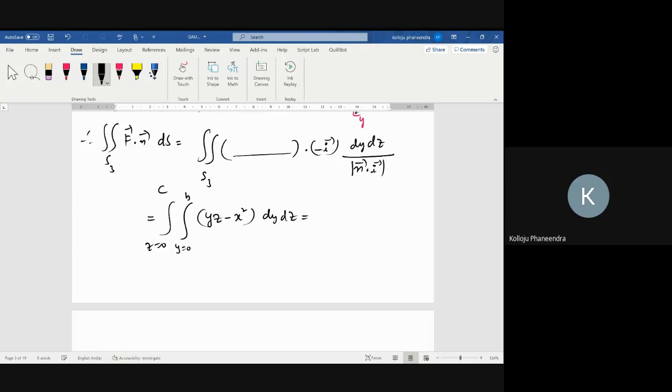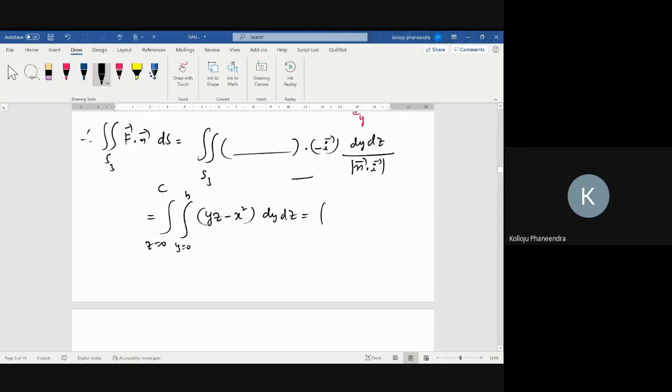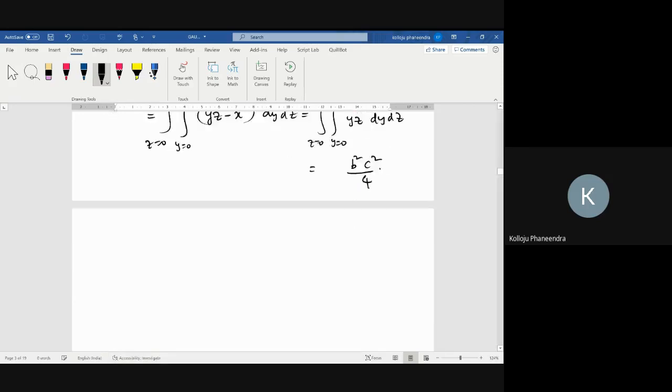And what is this plane? The YZ plane. In the YZ plane x equal to 0, so z equal to 0 to c, y equal to 0 to b, just yz dy dz. Already the same logic, so we are getting b square c square by 4 as the answer. Same. Now another, over S4.